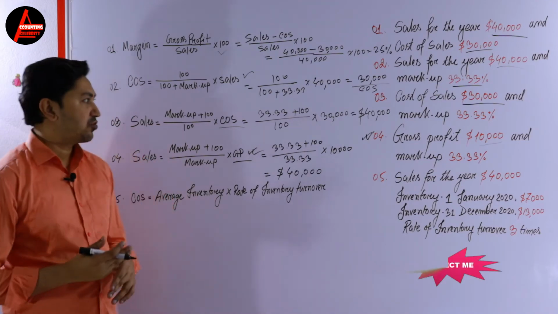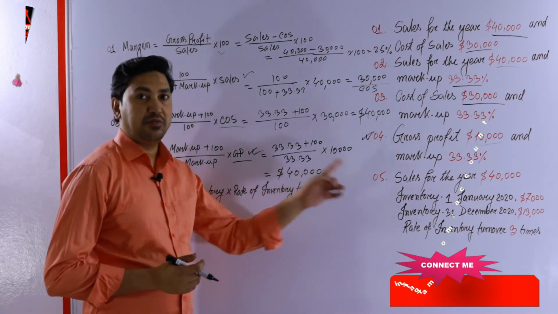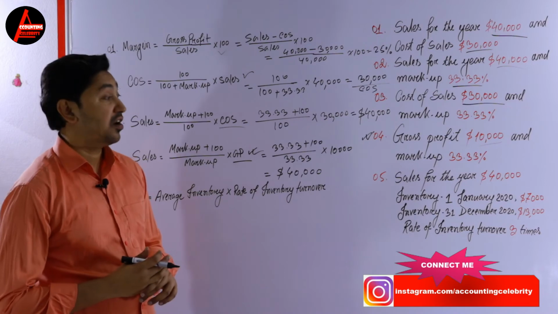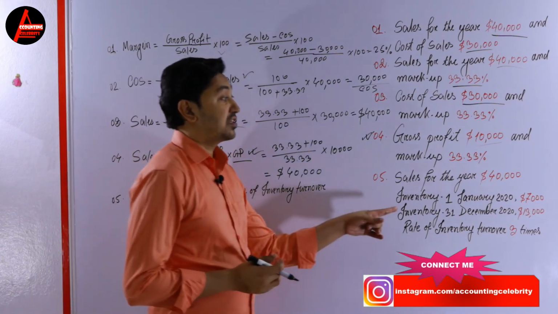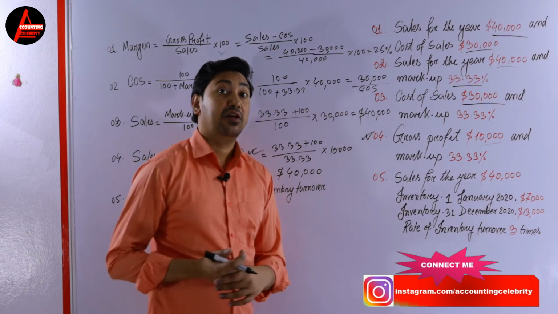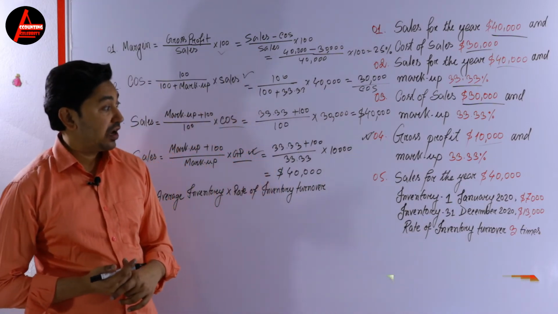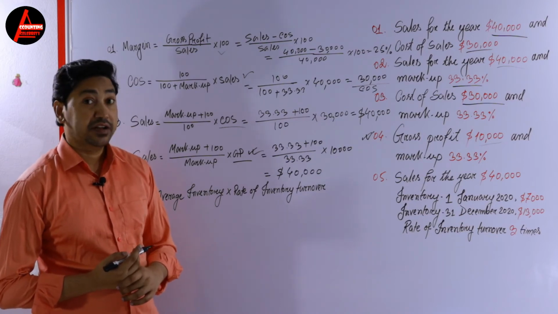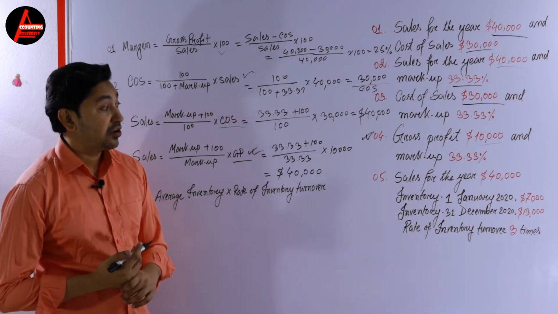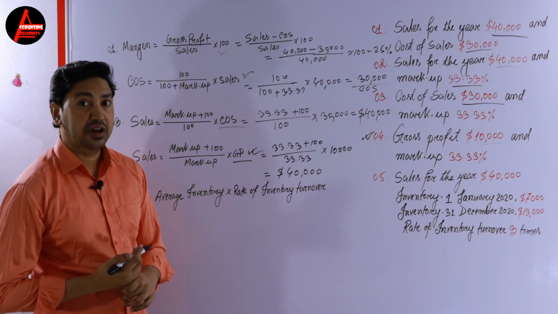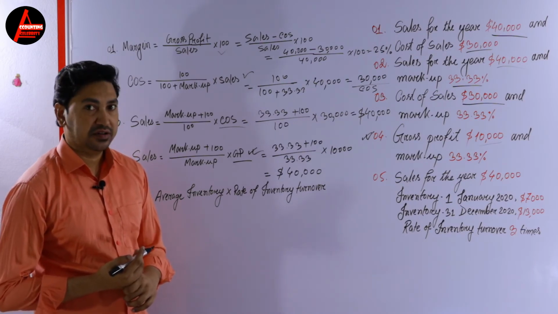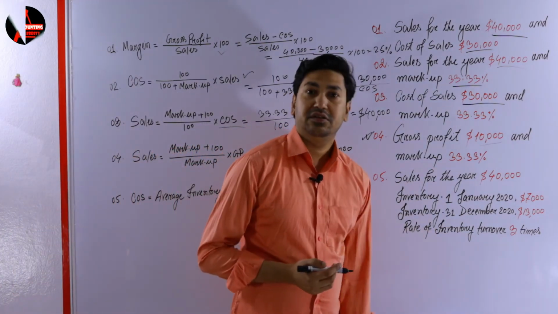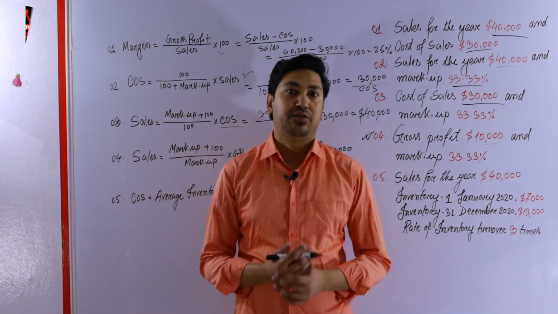Okay, let us work out on number 5. What is given here? Sales for the year is $40,000. Inventory 1st January 2020 is $7,000. Inventory 31st December 2020 is $13,000. Rate of inventory turnover is 3 times. So here, how to calculate margin? Here you have to find out your margin now.